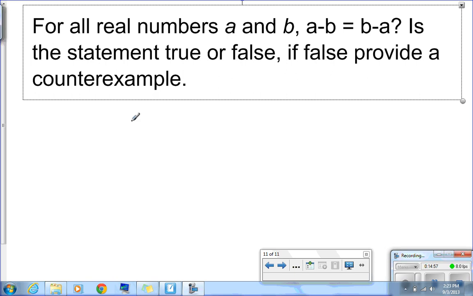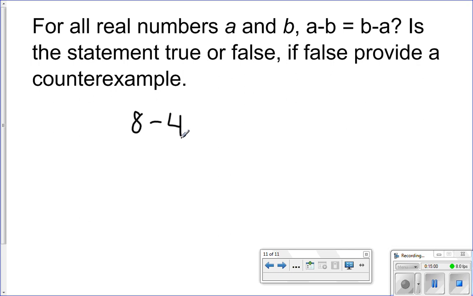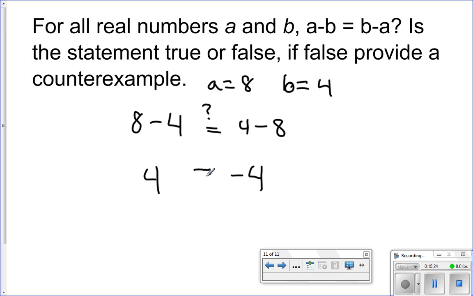For example, if I have 8 minus 4, where a equals 8 and b equals 4. Plug these two values in for a and b. Is that the same as 4 minus 8? Well, 8 minus 4 is 4. 4 minus 8 is negative 4. Therefore, that is not true, meaning this statement is false.